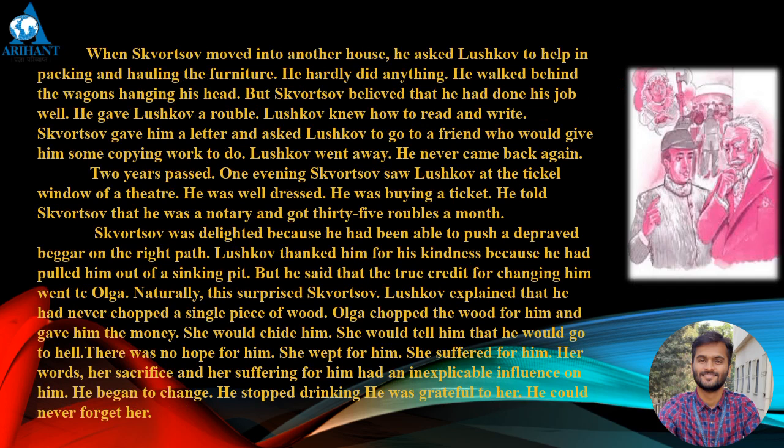She wept for him. She suffered for him. Her words, her sacrifice, and her suffering for him had an inexplicable influence on him. He began to change. He stopped drinking. He was grateful to her. He could never forget Olga because of her influence and his success. So this leads to the end of the summary of the story.